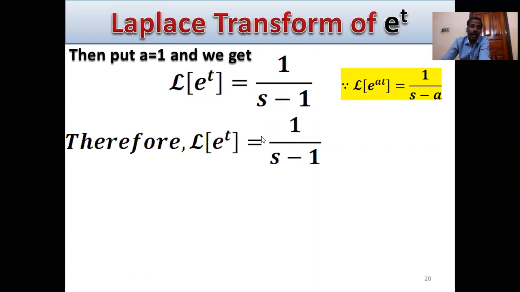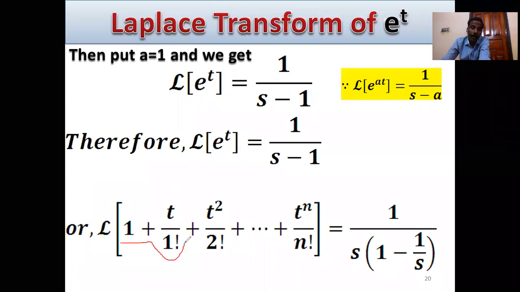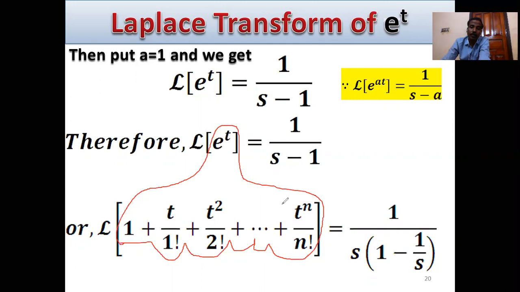And therefore the Laplace transform of e to the power t: on the left hand side, this is the exponential function, so expand it. Then Laplace transform of e to the power t equals what? e to the power t equals 1 plus t by factorial 1 plus t square by factorial 2 plus t cube by factorial 3 plus t to the power 4 by factorial 4 plus dot dot plus t to the power n by factorial n. So this is the expansion of the exponential function.